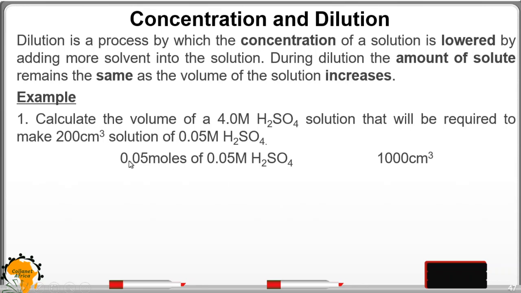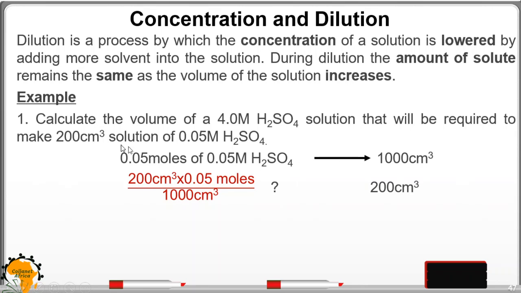But we know 0.5 M stands for 0.5 moles in 1,000. What about in 200 centimeters cubed? So you do a cross multiplication, then you get the number of moles will be 0.1 moles of 0.5 molarity of sulfuric acid.